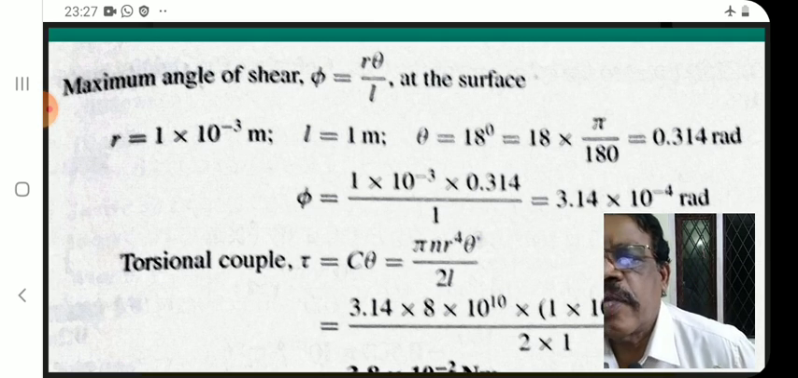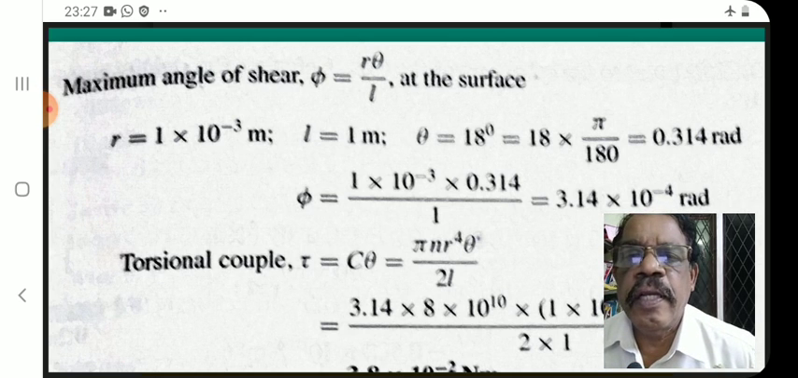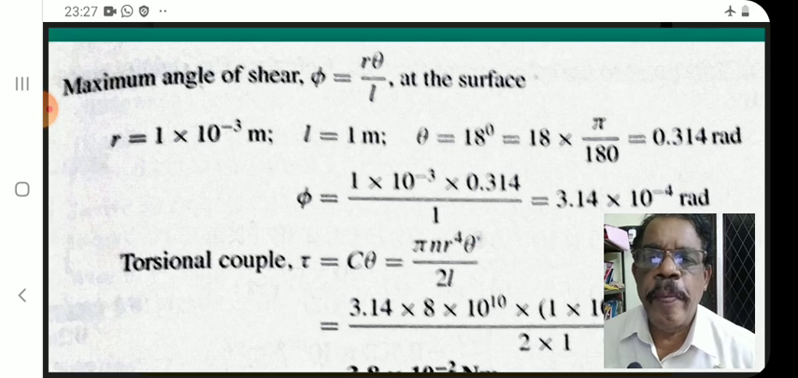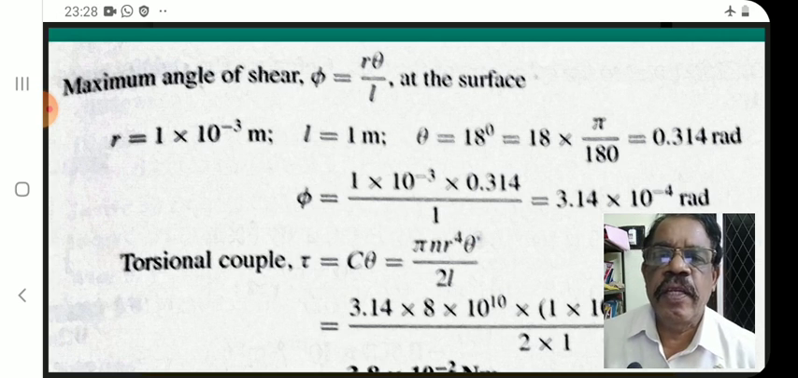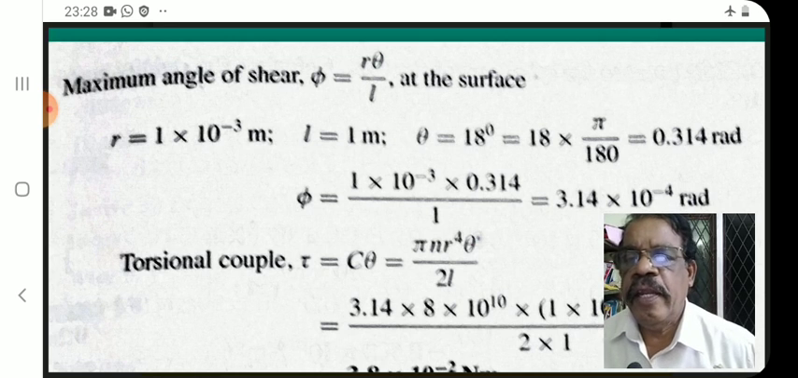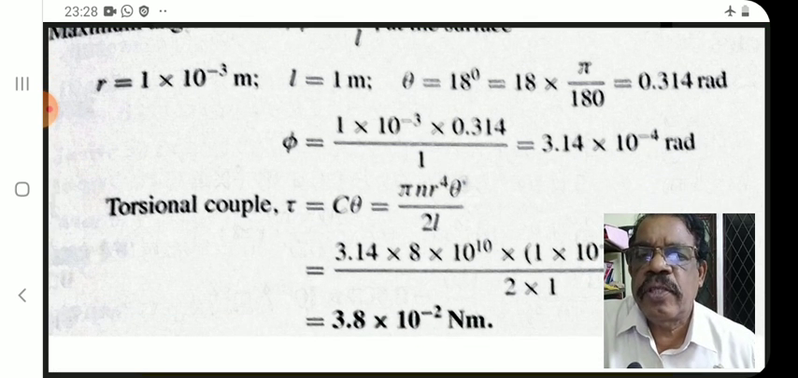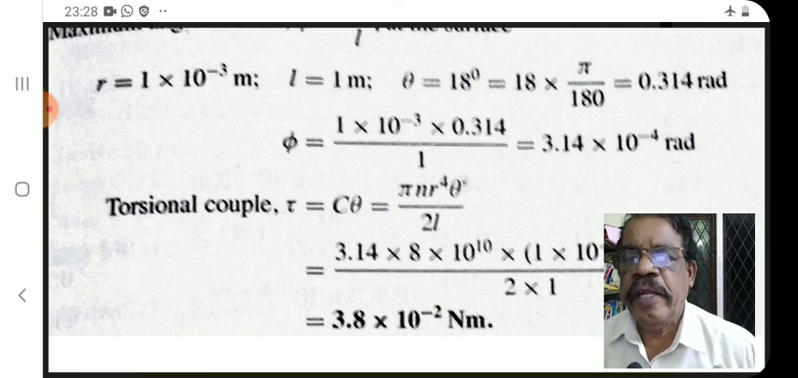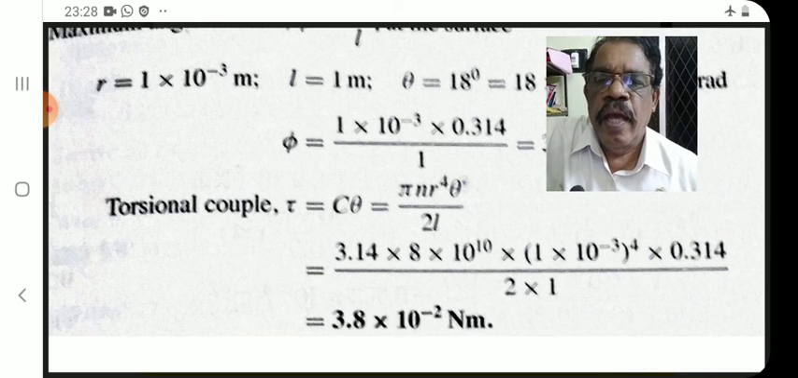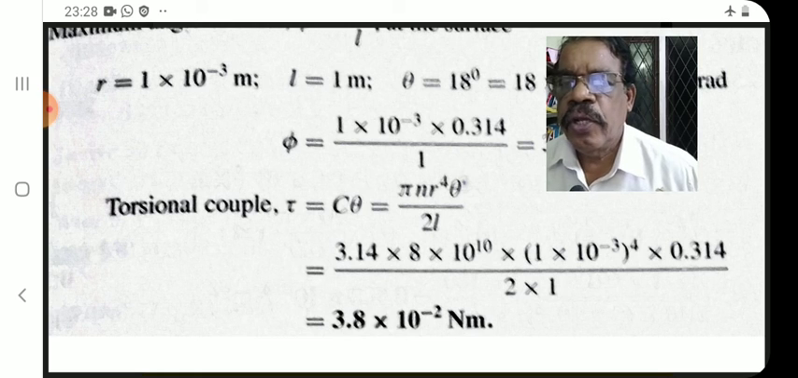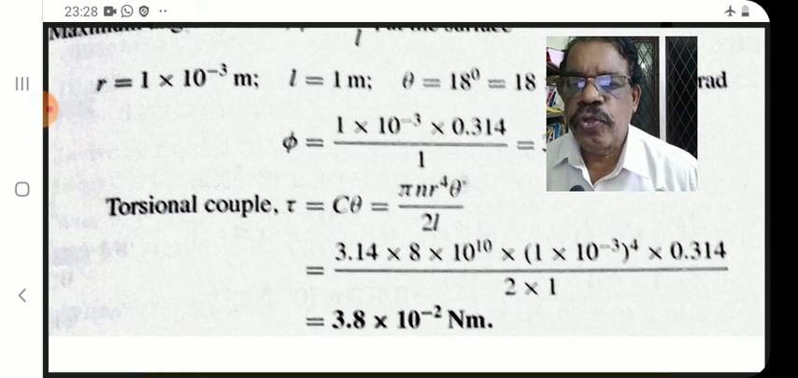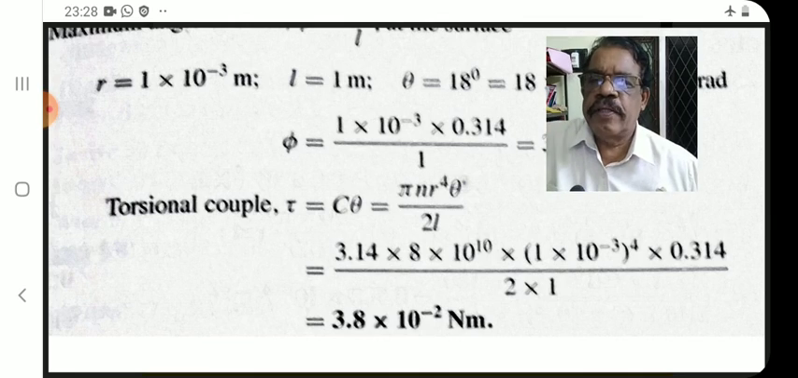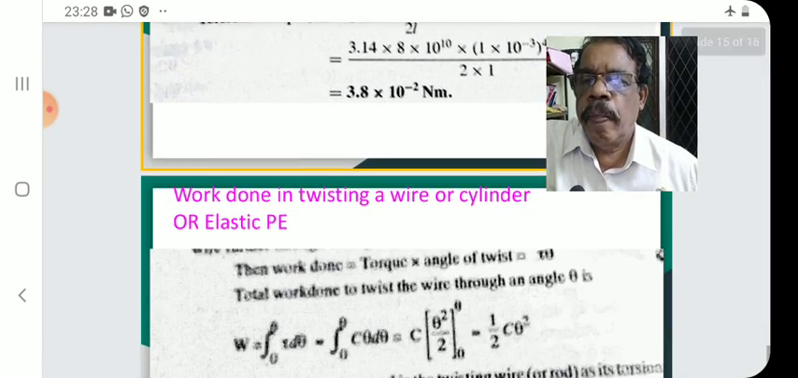R is 1 × 10⁻³ meter, L is 1 meter, theta 18 degree. We convert it into radian by multiplying it by pi by 180. We get 0.314 radian. Therefore, phi is equal to 1 × 10⁻³ × 0.314 / 1, 3.14 × 10⁻⁴ radian. Torsional couple, tau is C theta, where C is pi n r⁴ by 2l. Substitute the values and calculate, you get the answer, tau is equal to 3.8 × 10⁻² Newton meter. That is the answer.